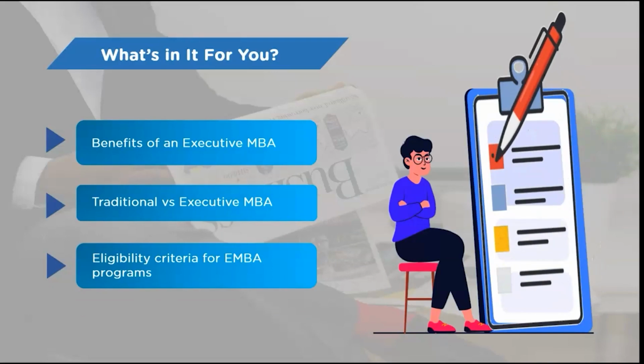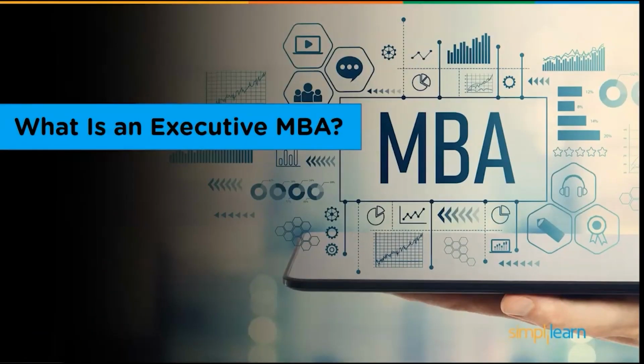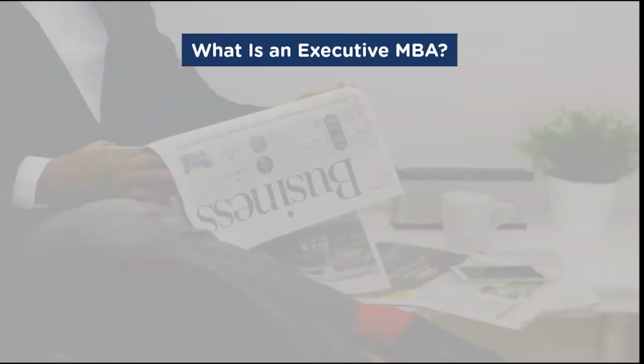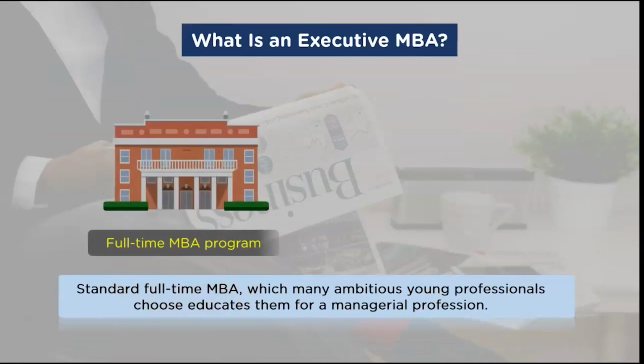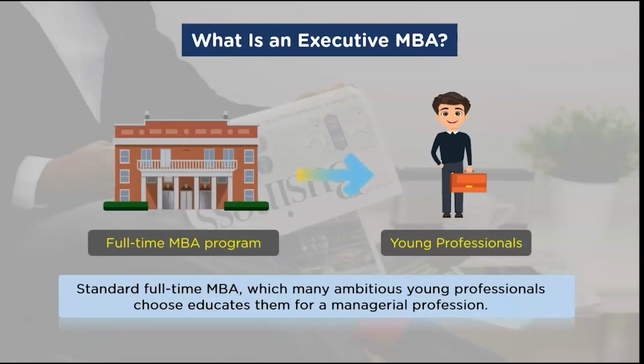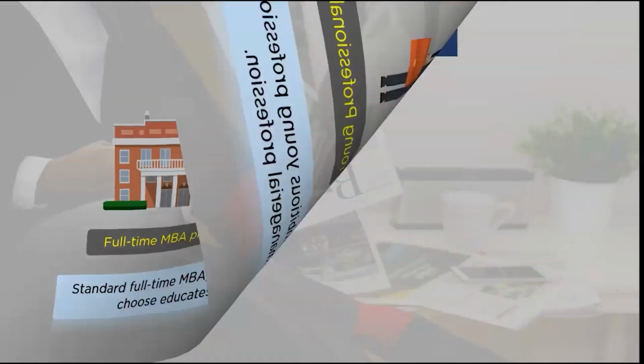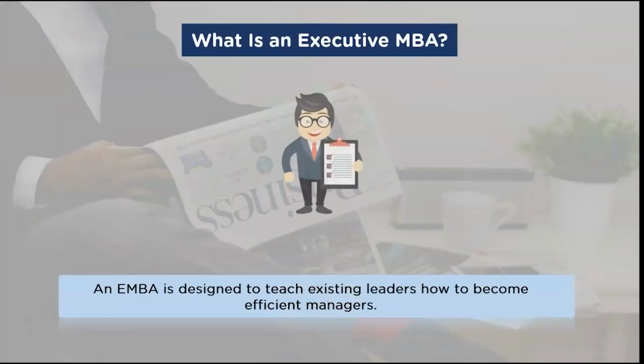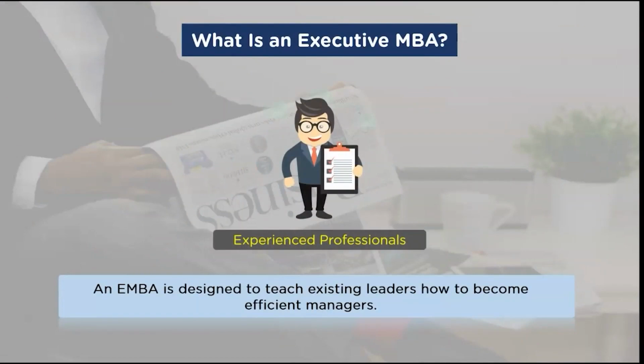The first topic we have is what is an Executive MBA program. The standard full-time MBA, which many ambitious young professionals choose, tends to focus on the essentials of management. In a conventional MBA program, professionals will be educated for a management profession. And unlike a standard full-time or traditional MBA program, an EMBA focuses on the intricacies of the business. It is designed to teach existing leaders how to become more efficient managers.